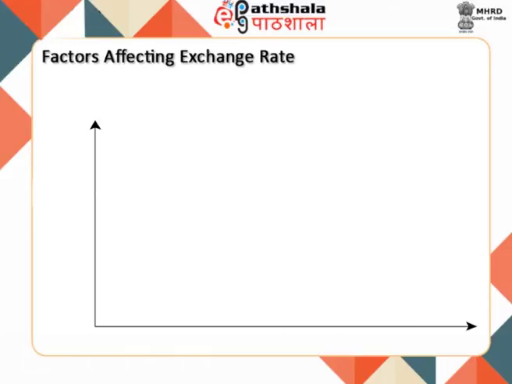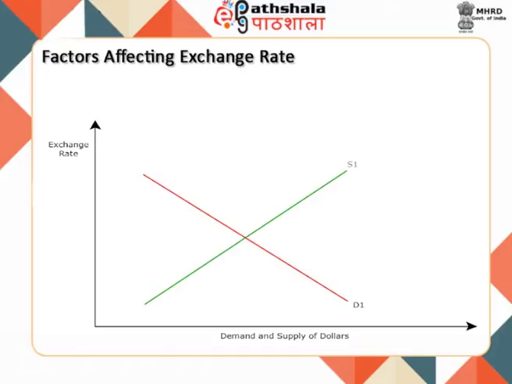Relative price level. Change in relative price level influences international trade pattern. Suppose inflation in India is higher than that in US. High inflation makes Indian goods costlier and reduces their demand both in India and abroad. Due to rise in prices in home country, Indians consume more imported goods than domestic goods. Hence, imports increase.